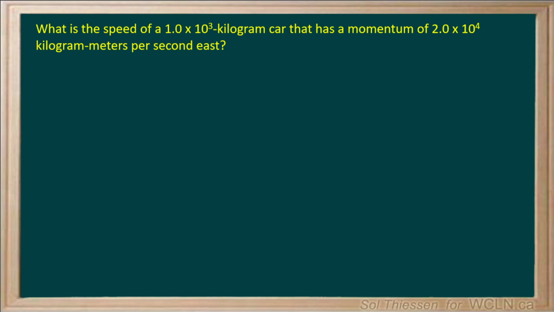What is the speed of a 1 times 10 to the 3 kilogram car that has a momentum of 2 times 10 to the power 4 kilogram meters per second east? So if we consider east to be the positive direction, then we can consider this momentum, which is usually denoted as a lowercase p, to be positive 2 times 10 to the 4 kilogram meters per second.